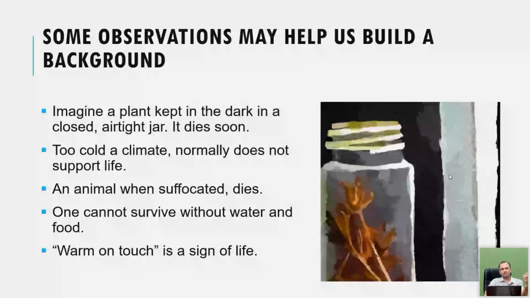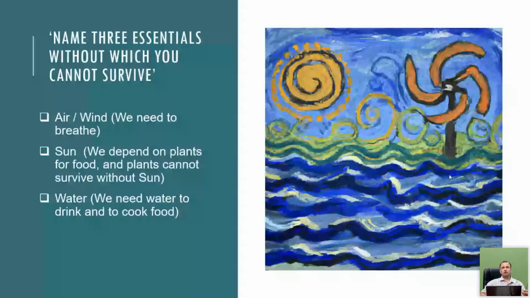Imagine a plant kept in the dark, in a closed, airtight jar. It dies soon, right? Too cold a climate normally does not support life, right? We know this is all commonsensical, right? So an animal, when suffocated, dies. One cannot survive without water and food, right? Similarly, warm on touch is a sign of life. So if I ask you to name 3 essentials without which you cannot survive, any person with common sense will come up with 3 names, or entities.